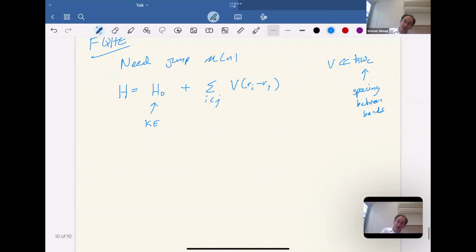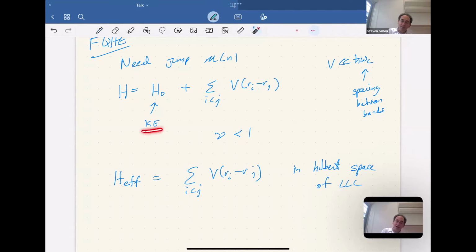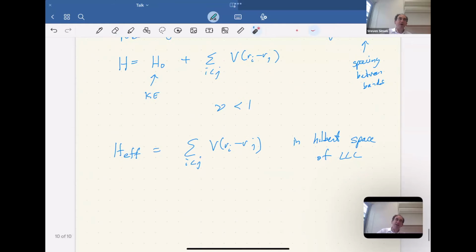To a very good approximation, as long as the filling, the number of Landau bands I'm filling, is less than 1, my effective Hamiltonian is nothing more than just the interaction V(R_i minus R_j) in the Hilbert space of the lowest Landau level. So the kinetic energy term does nothing but break the system up into Landau levels, and once I've restricted myself to the Hilbert space of the lowest Landau level, the Hamiltonian is just the Coulomb interaction we're concerned with.